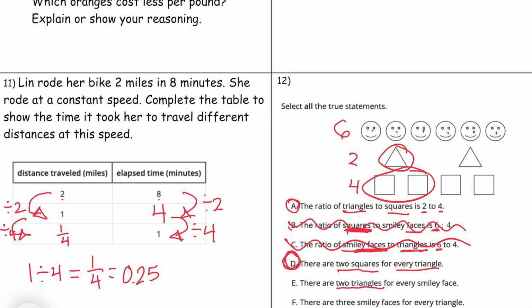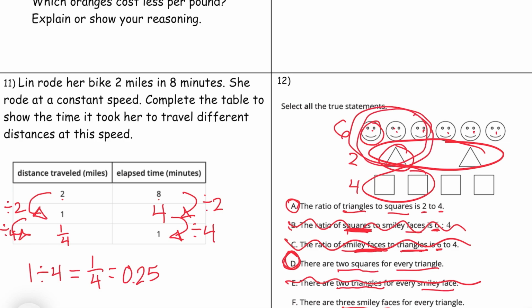E, there are 2 triangles for every smiley face. So 2 triangles for every 1 smiley face? No, there's 6 smiley faces, so nope. And then F, there are 3 smiley faces for every triangle. So I see it right here. There's 3 smiley faces for 1 triangle. So this one does work.